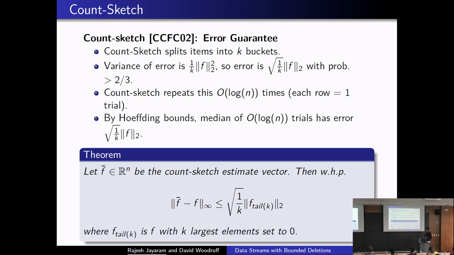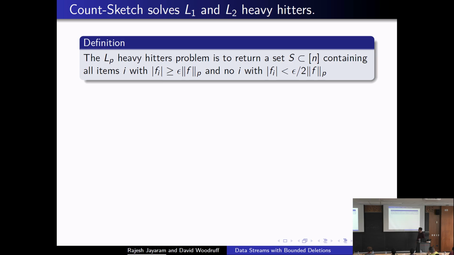Well, then with constant probability, those k largest items, when I'm estimating some item, are not going to collide. They're going to be hashed to other buckets. So I can repeat the same argument conditioned on the fact that the item I'm trying to estimate hasn't collided with any of these biggest items. And then I get this tail error. It turns out that this tail error is actually pretty helpful, because for certain vectors it can be a lot smaller.